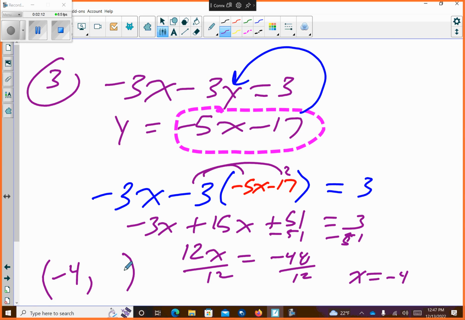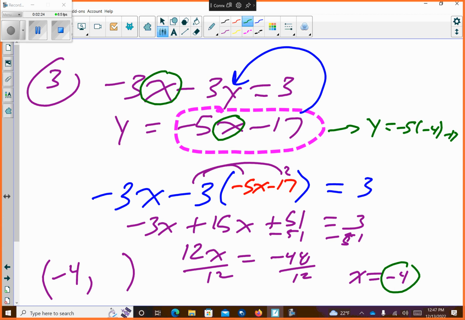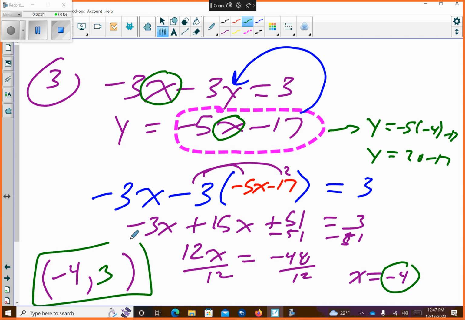I'm looking for a y value now. So I'm going to take this x value, I'm going to plug it into either of these equations. The bottom one's easier because it's already y equals. So y equals negative 5 times negative 4 minus 17. So y equals 20 minus 17. So my answer is negative 4, 3.